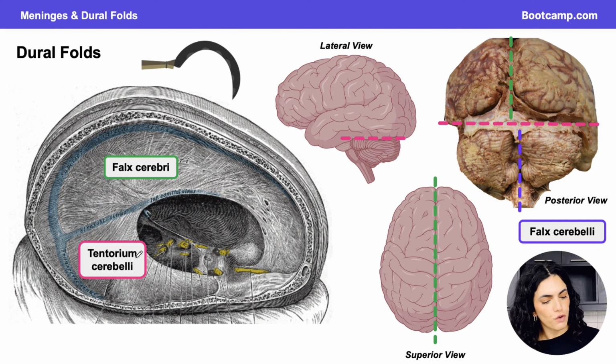Our third dural fold is going to be the falx cerebelli. Similar to the falx cerebri, the falx cerebelli will separate the cerebellar hemispheres into left and right halves. So we can see here that the falx cerebelli and the falx cerebri both run in that sagittal direction versus that transverse direction for the tentorium cerebelli.